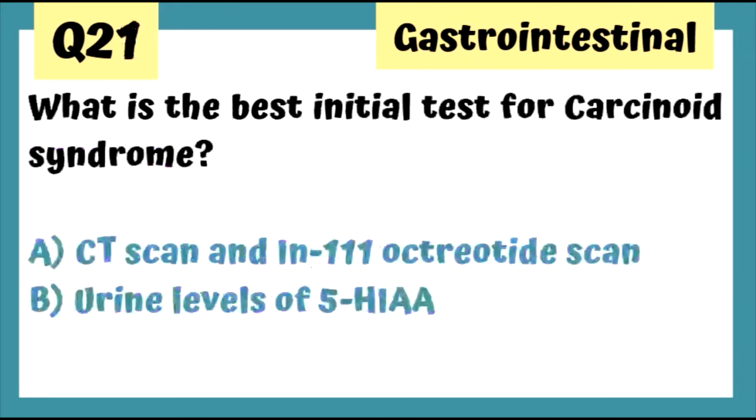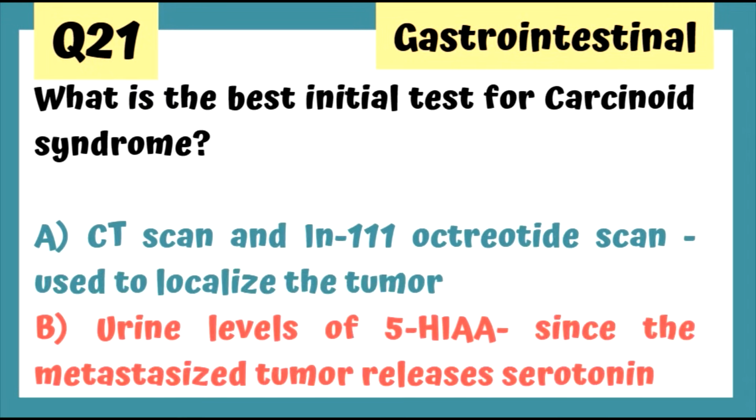Question 21, what is the best initial test for carcinoid syndrome? Carcinoid syndrome is when the carcinoid tumor has progressed and metastasized to the liver, and therefore there's going to be a huge dump of hormones, including serotonin, into the blood. And therefore, how do we diagnose it? We look for that serotonin metabolite, 5-HIAA. That's how we initially test for carcinoid syndrome. Again, since this metastasized tumor releases serotonin, as opposed to a CAT scan and In-111 octreotide scan, that's used to localize the tumor, but not the initial test.